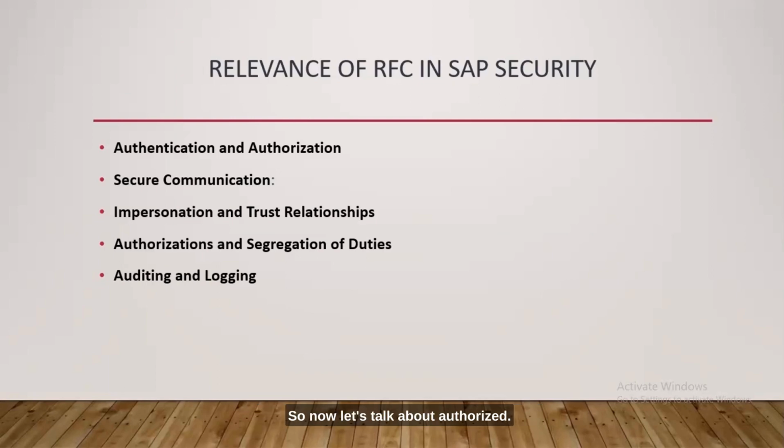Okay, so now let's talk about authorization. Okay, I'm done with impersonation. Let's talk about trust relationships. Trust relationships are established to enable communication and data exchange between different systems or components in the network. Trust relationships ensure that the communicating systems recognize and trust each other's identities and credentials.